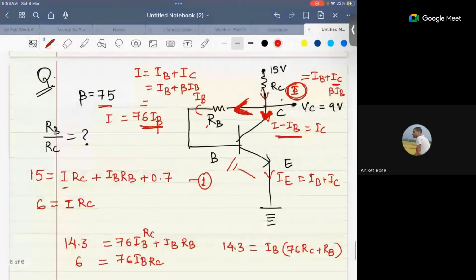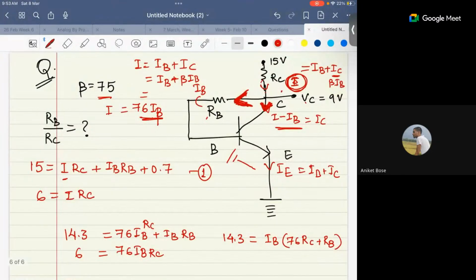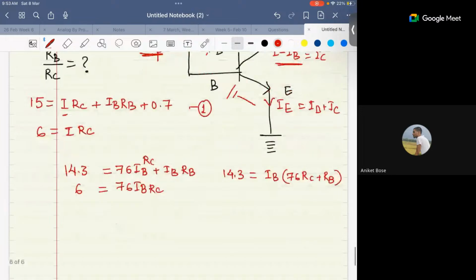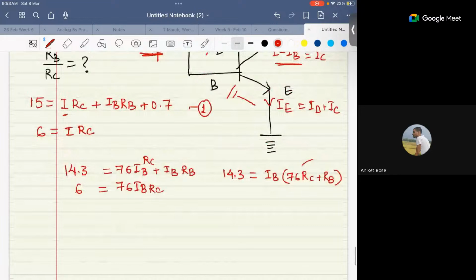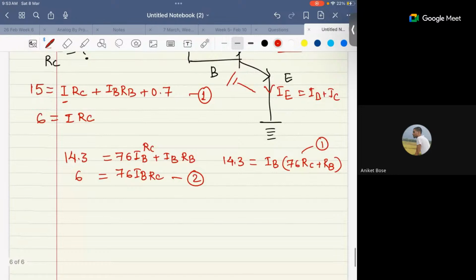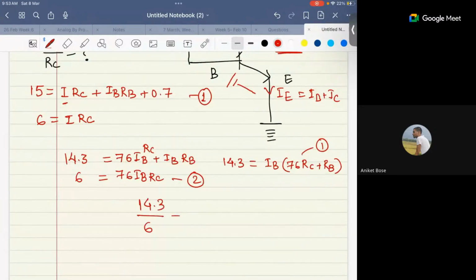Okay, how will you do that? RC upon RB upon RC, it's asking, right? Okay, I'll just divide the first and second equations. What will I get? 14 upon 0.3 upon 6 equals IB times (β+1) RC plus RB upon (β+1) IB RC. So this IB will get cancelled.